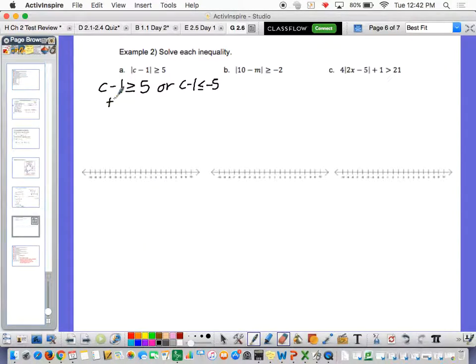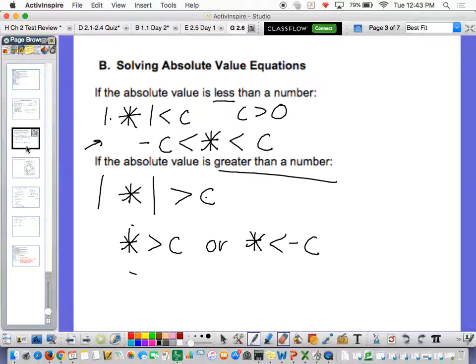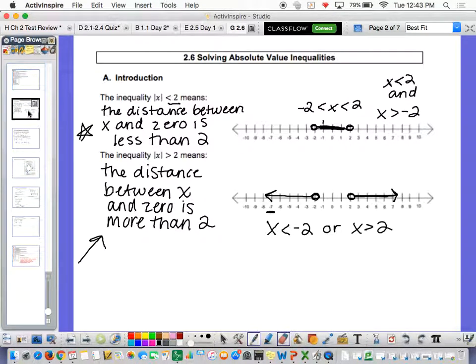And so now we solve. We add 1, we add 1. C is greater than or equal to 6. So I'm going to go ahead and graph that. If I go to 6, I put a closed dot, and all the numbers that are greater than go this way. Then if we add 1, then C is less than or equal to negative 4. So we go to negative 1, 2, 3, 4. We put a dot, and we're talking about all the numbers that are less than. And that's what it should have looked like, right? If we have something that's greater than, we had an or statement. So that worked out nicely. That means we did it correct. Okay?